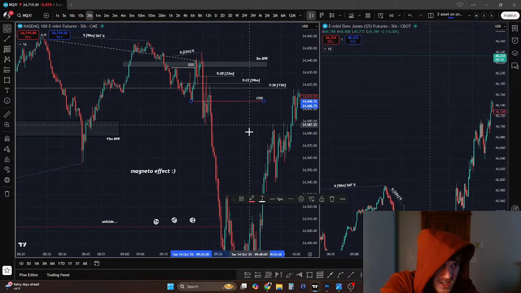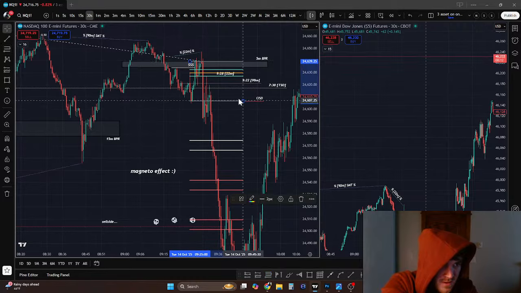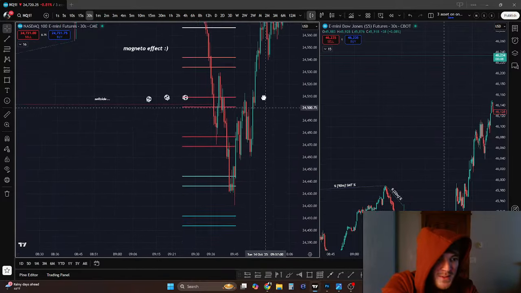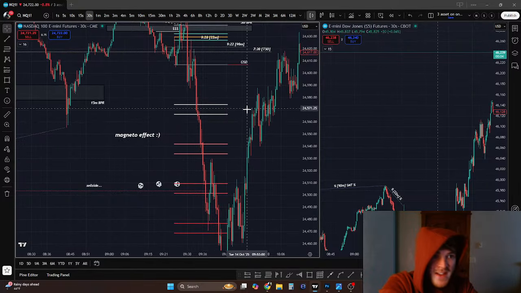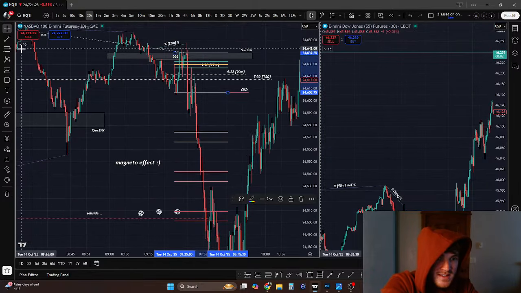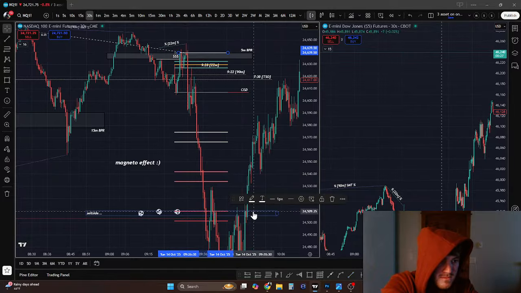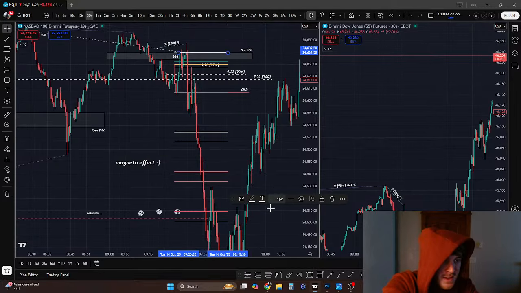So 30-second change in state, we can measure out this manipulation off of the high resistant liquidity. OTE tapped perfectly, right to the fourth. Bang. That right there is a clean trade. So you put stop loss here.